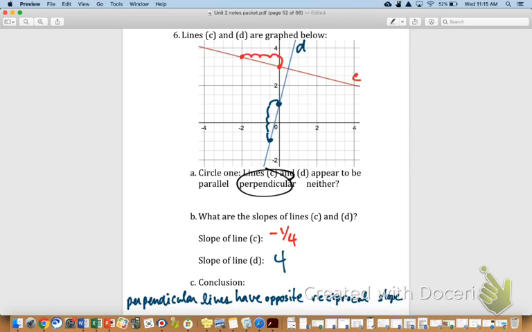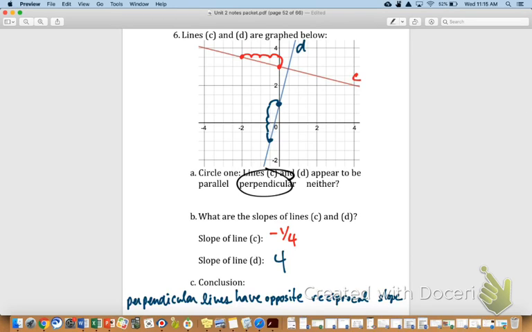Anyways, let's see if you guys can say this. Parallel lines have equal slopes. Parallel lines have equal slopes. Perpendicular lines, though, their slopes are opposite and reciprocal. Yep, they're both. Okay, cool.